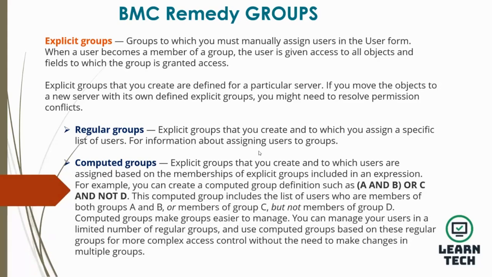So explicit groups are basically groups where you can create a group and manually assign users to the group through the user form, and then the members of the group will have permissions to that group. We will see this in a practical example: how we create a group, add users, and then give different types of permissions to the users.